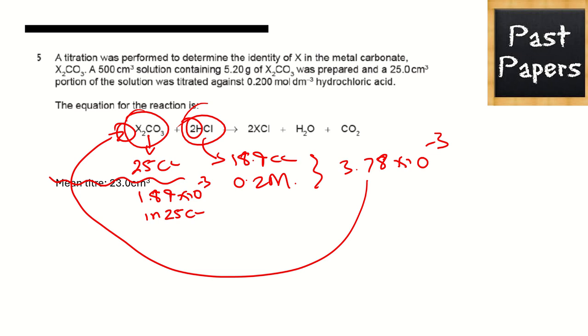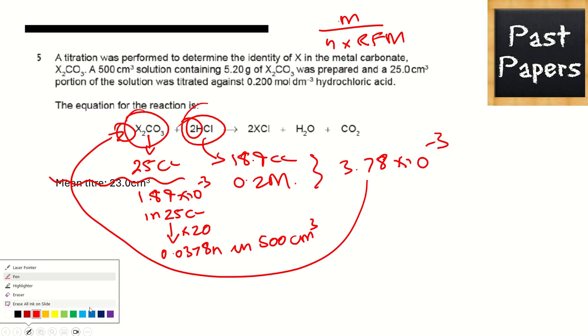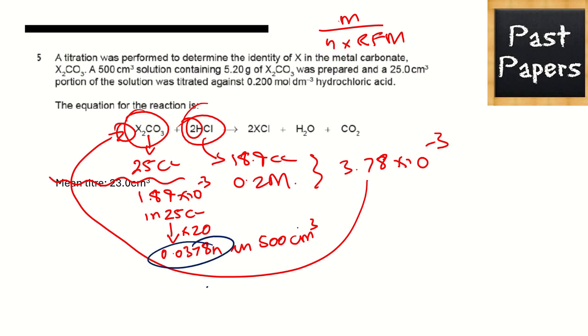Now, where do I go from there? Well, I'm going to multiply that by 20, because that tells me that I have 0.0378 moles, and that was in my 500 cubic centimeters. Now the question asked me to work out the RFM. So remember, mass equals moles times RFM. I now have moles in 500 cc's, but I've also got mass in 500 cc's.